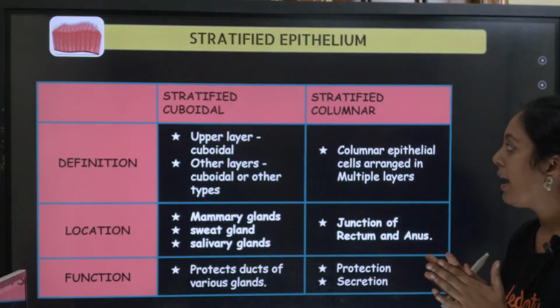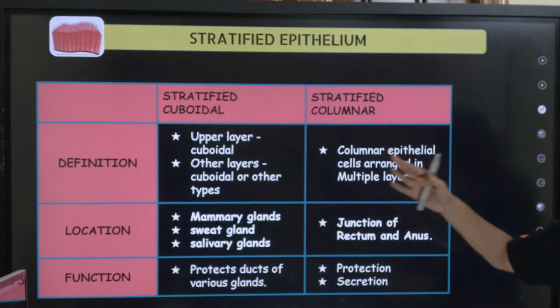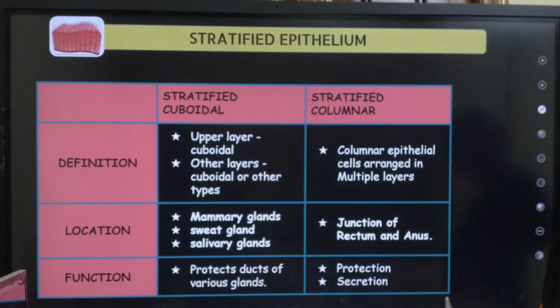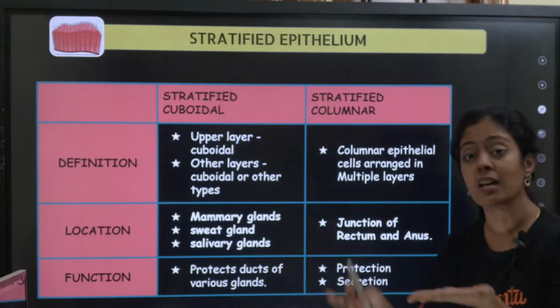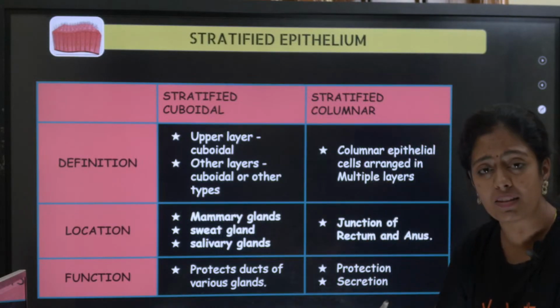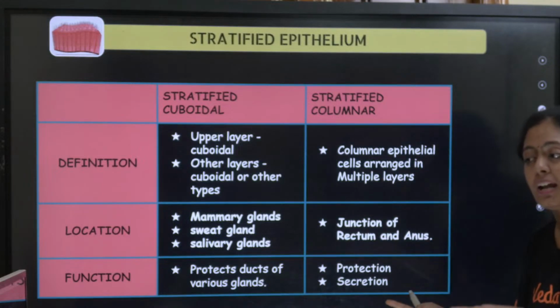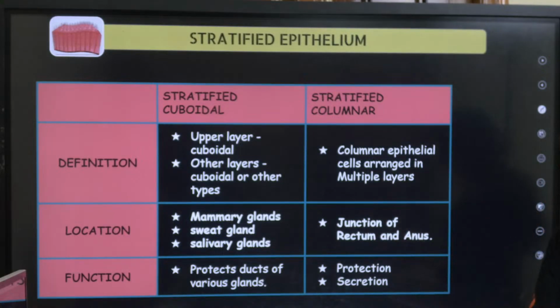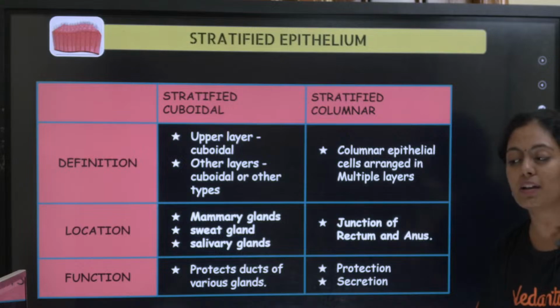Okay. So what are the different examples? Stratified cuboidal and stratified columnar. Stratified cuboidal means cuboidal cells arranged one above the other. Stratified columnar means columnar cells arranged one above the other. What is their location and what is their function?